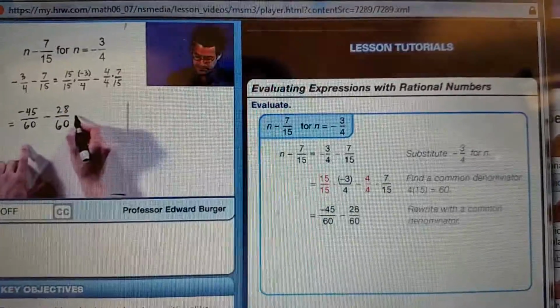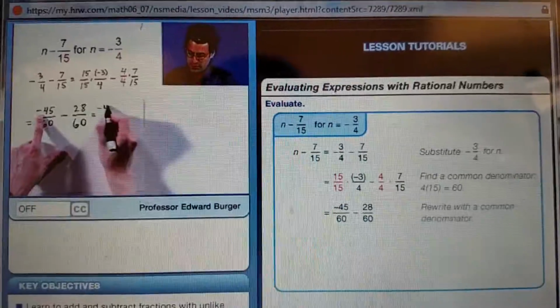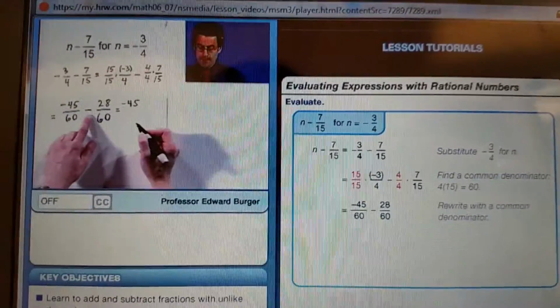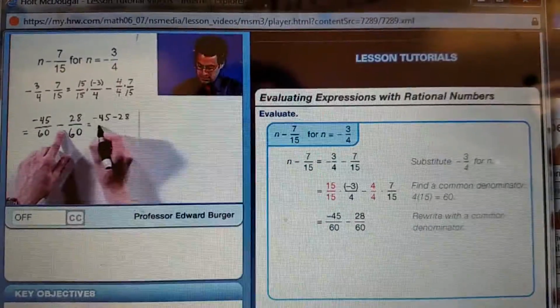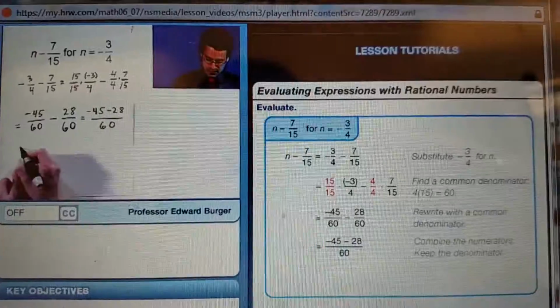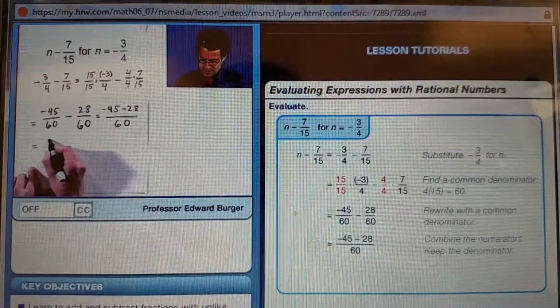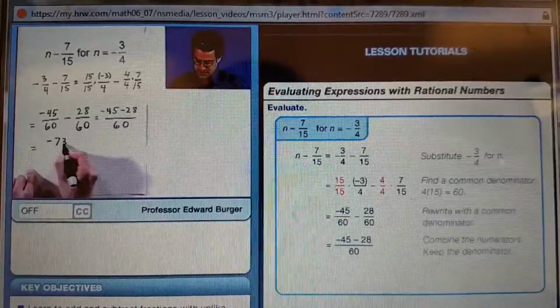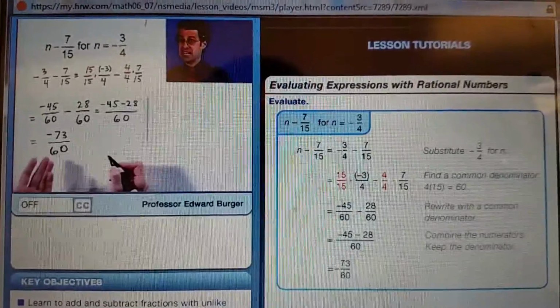So what do I have here? Here I have a negative 45 minus 28 all over 60. And so we know how to combine those things. And when we combine the top, we see negative 73 over 60. And so that's the answer.